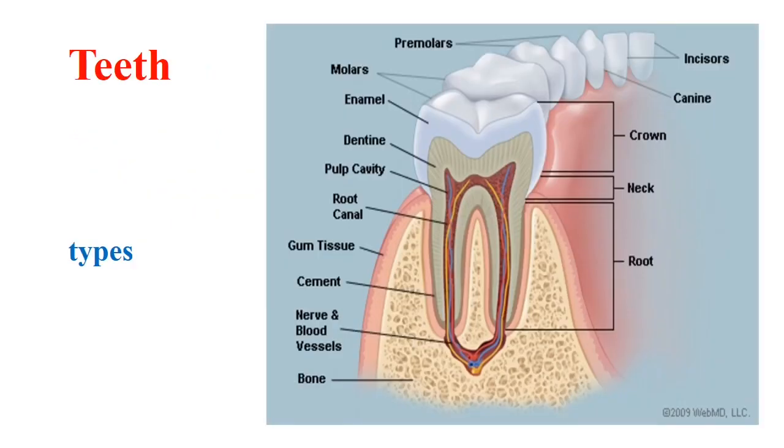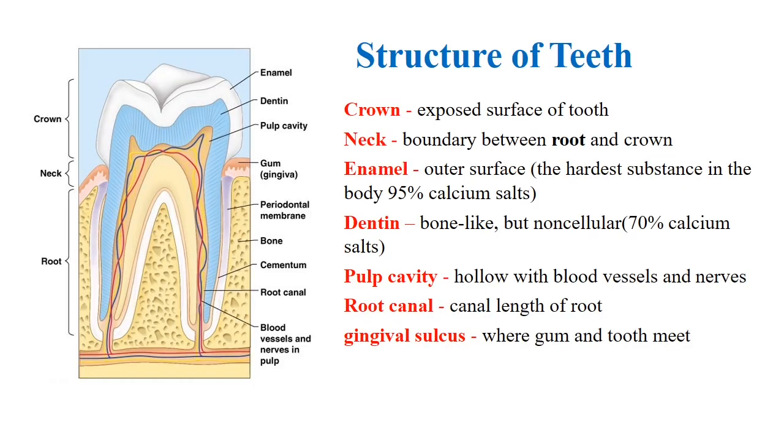Now we will see the teeth. In the figure you can see the types of teeth. First one is the incisor, then after incisor there is the canine, then premolars and molars. Now we will see the structure of the teeth.